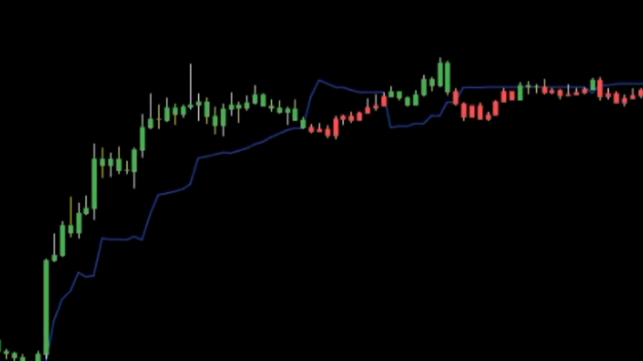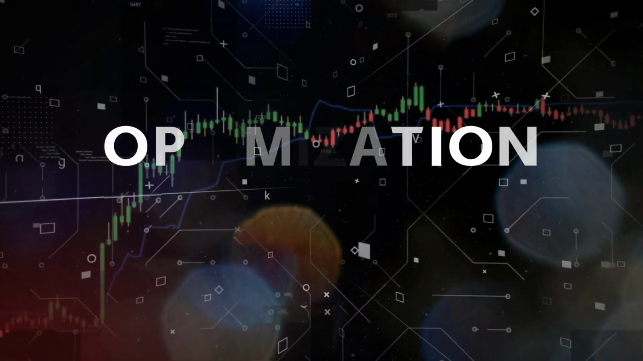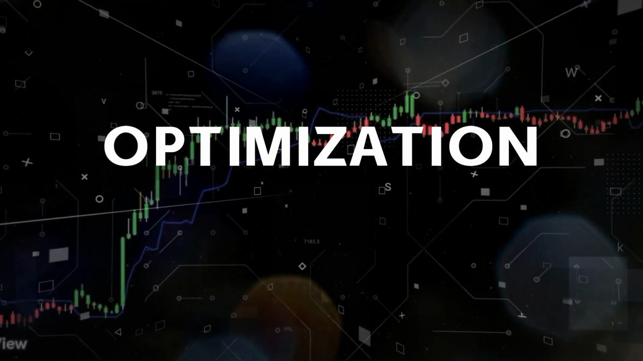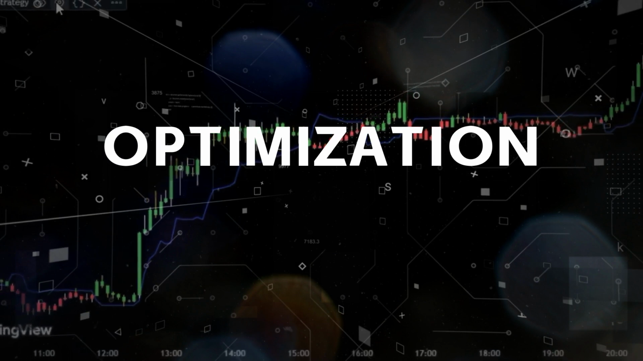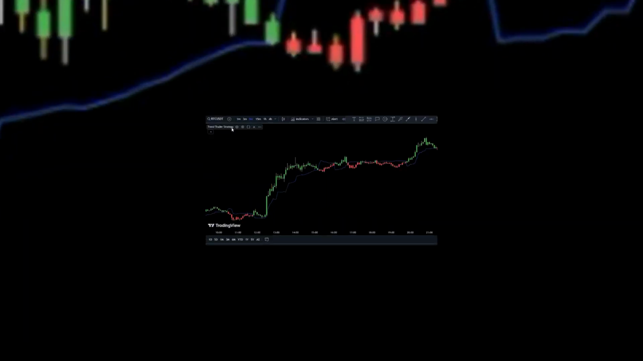But hold your horses. Before we dive in, let's make a few tweaks to the indicator settings to really optimize our strategy. Follow my lead and we'll have this baby purring like a well-tuned engine.